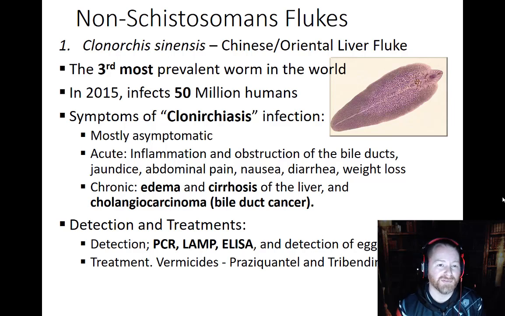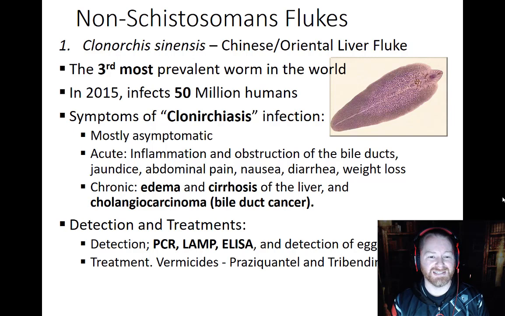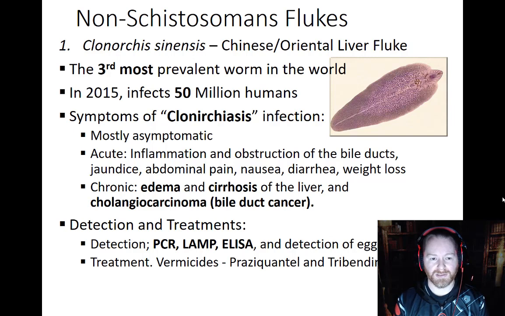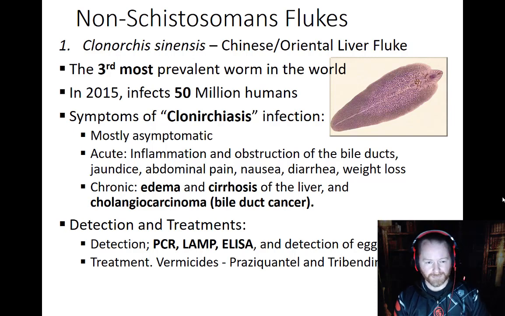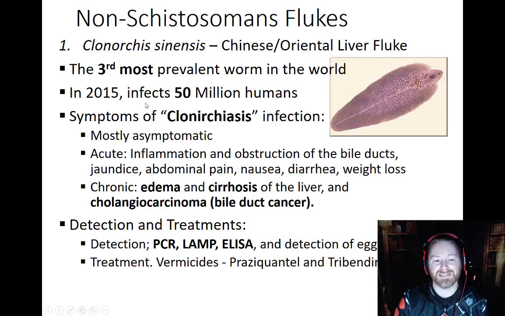It's the third most prevalent worm in the world. That's saying something. And in 2015, over 50 million humans were infected. You have to forgive me on these Latin words. Clonorchis sinensis is the scientific name. The disease caused by this species is clonorchiasis, and essentially that's the name of the disease. So we just tie the two together. By the way, the word sinensis literally means Chinese in Latin. So if you ever see sinensis, just know it's talking about the Orient or it's talking about China.